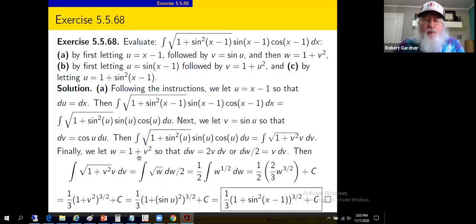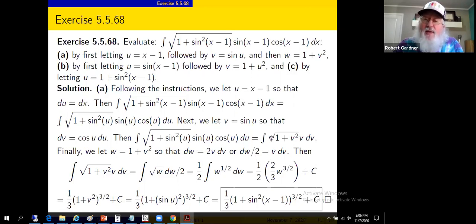Yeah, the derivative of 1 plus v squared is 2v, and there sits a v. So this is going to work. Let w equal 1 plus v squared. So that dw then is 2v dv. I see a v dv, so let's divide the 2 out to get dw over 2 equals v dv.